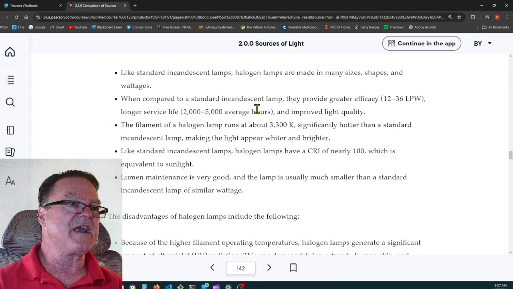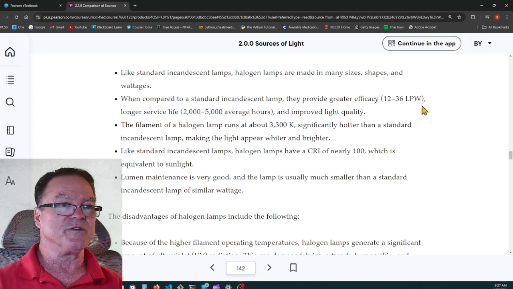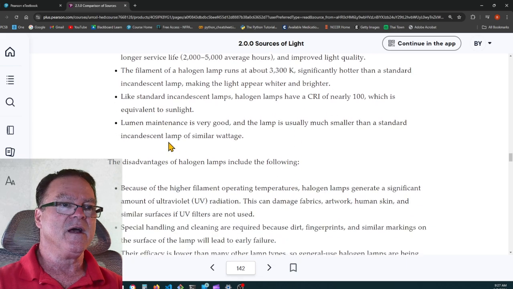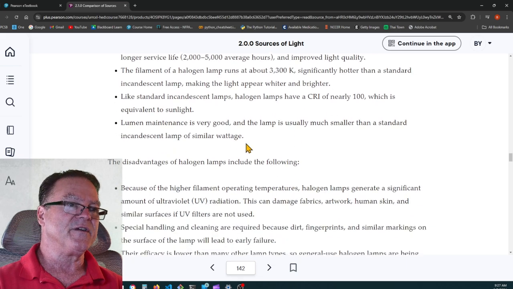When compared to a standard incandescent lamp, they provide greater efficacy, 12 to 36 lumens per watt. Longer life, 2,000 to 5,000 average hours. The filament of the halogen lamp runs about 3,300 Kelvin, significantly hotter than standard incandescent lamps. Like standard incandescent lamps, halogen lamps have a color rendering index of nearly 100, which is equivalent to sunlight. Lumen maintenance is very good, and the lamp is usually much smaller than the standard incandescent lamp of similar wattage.